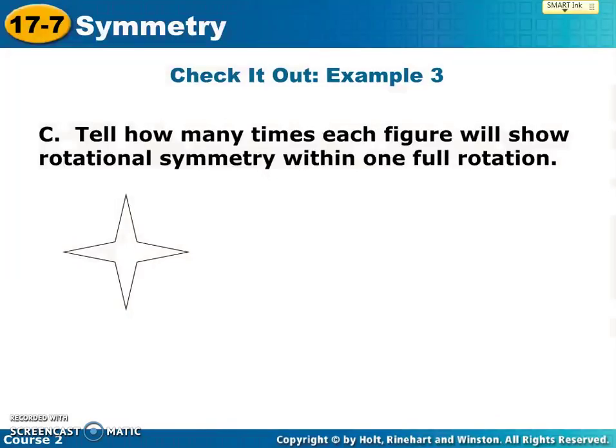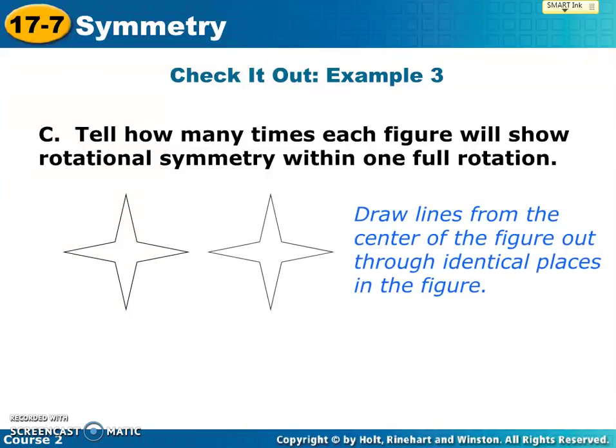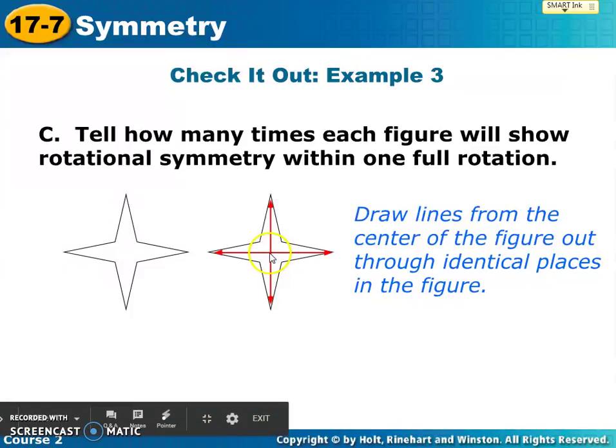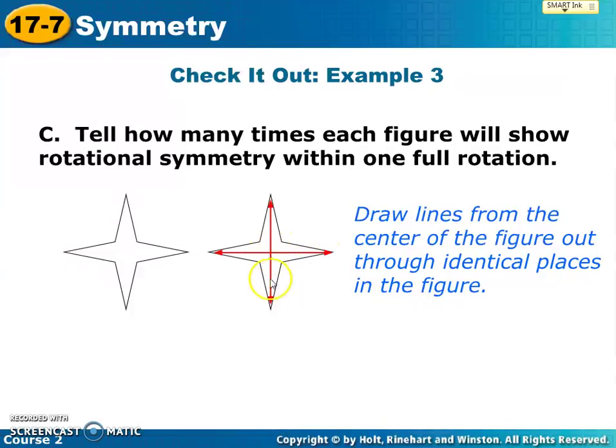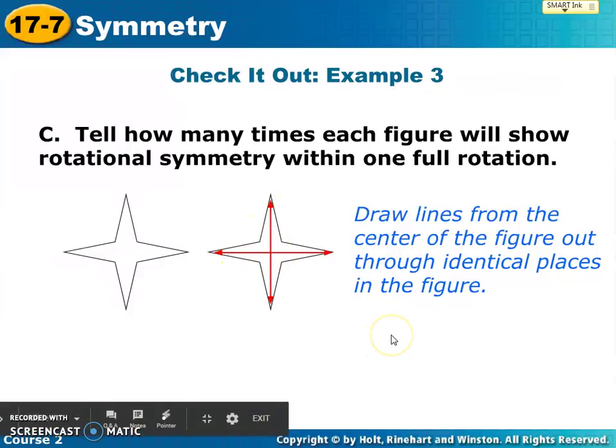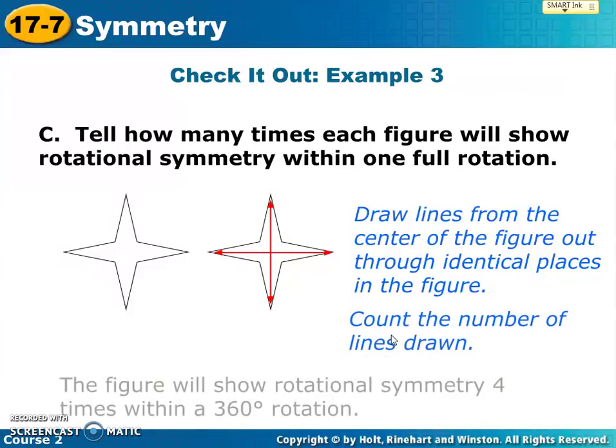Here's a little star shape. Again, we want to find the center. And when we do that, we can draw lines out from the center. Okay, and as you can see, this center piece right here is our center of rotation. 1, 2, 3, 4. So therefore, we have rotational symmetry 4 times to get back to 360 degrees.